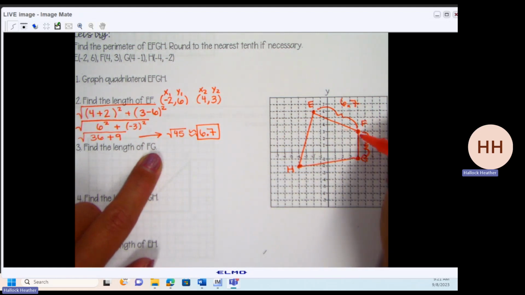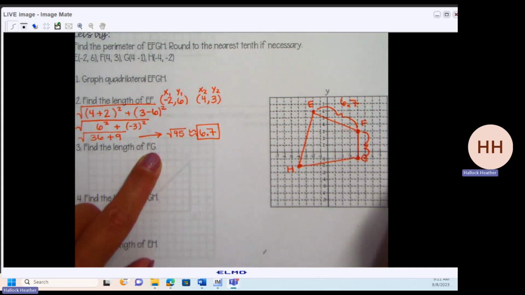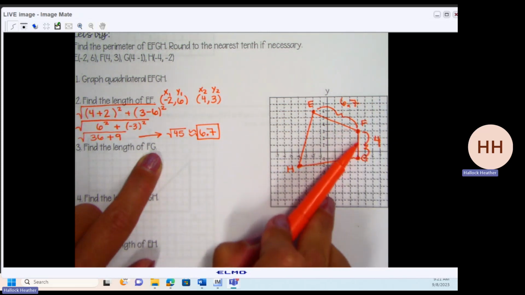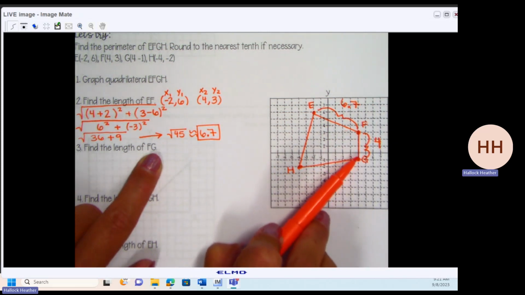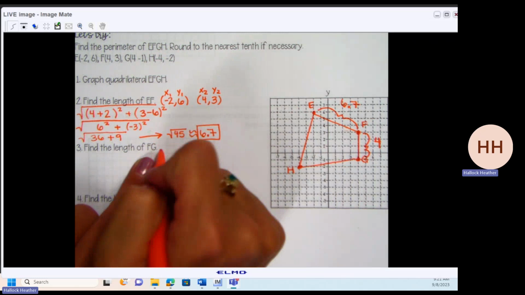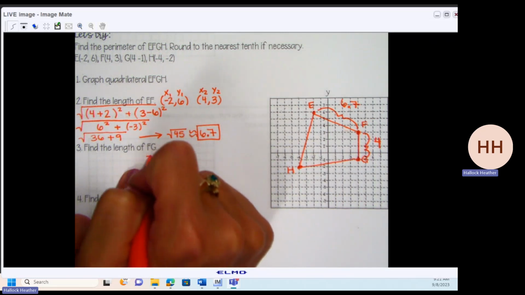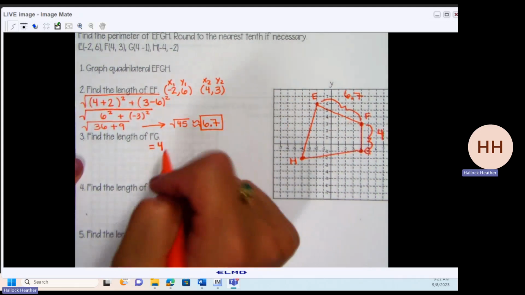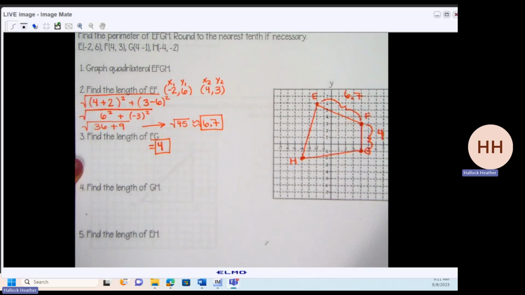You can just count the units. So if I look at F to G, it's perfectly going up and down. It's not slanted. So what is this length if I literally just count them? So you're counting the squares. So 1, 2, 3, 4. So there's a total of 4 squares in length. So I'm going to cheat the system. I'm just going to say this is equal to 4, because if you use the distance formula, you're going to get the same thing. Don't waste your time. Okay, so that's the length of FG. So we got 2 sides now.